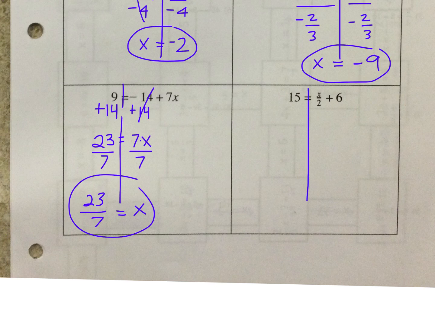All right, last practice. The 15 is over here. I need to move the 6 over to be with it because they are the same. I'm going to subtract 6. Mark that out. 15 minus 6 is a 9 equals x divided by 2. The opposite of divide is multiply. Multiply. 18 equals x. So that's how you do these problems.